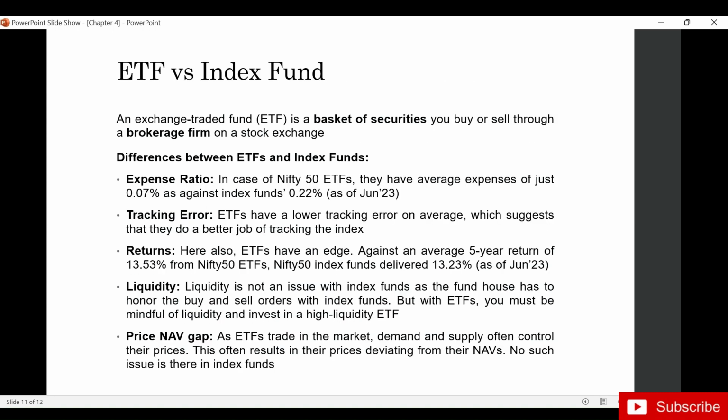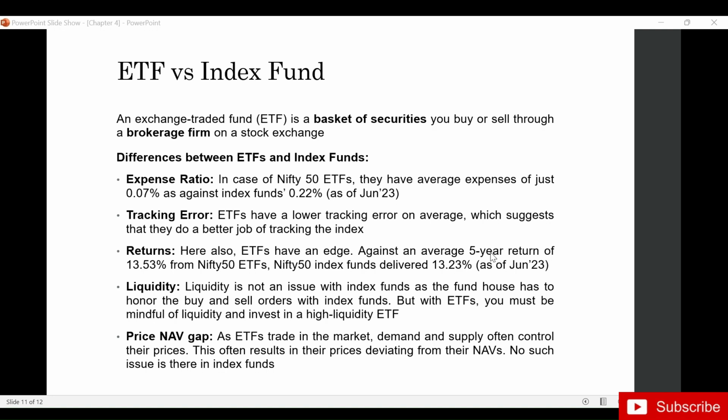In lesson 5, we will talk about ETF versus index fund. First, let us understand what exactly is an ETF. ETF stands for Exchange Traded Fund, and it is a basket of securities that you can buy or sell through a brokerage firm on a stock exchange. For buying or selling an ETF, you need to have a demat account with the brokerage firm. There are just so many brokerage firms today in India, such as Zerodha, Groww, Angel One, etc. You can open a demat account with any one of them and start trading in ETFs.